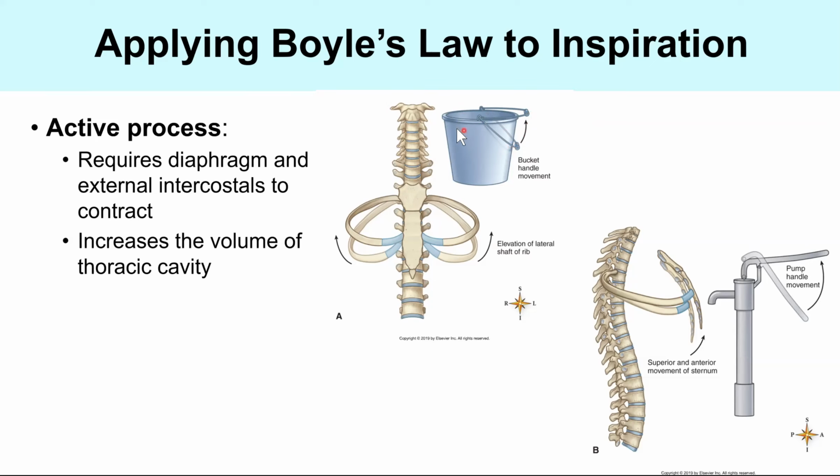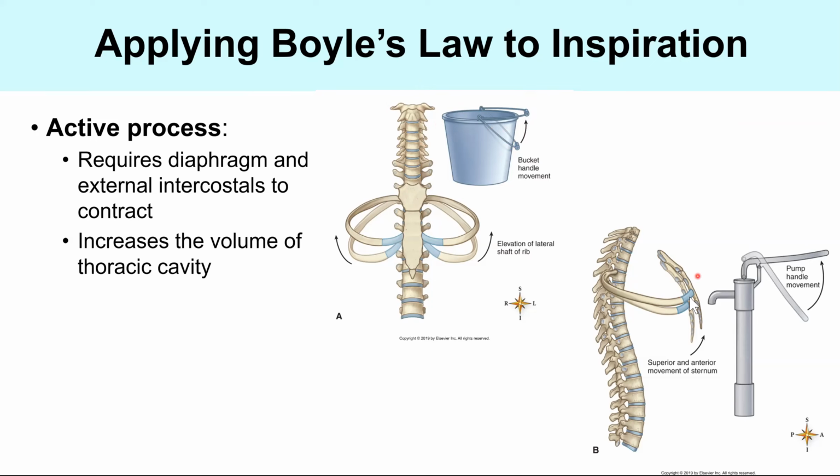All right, and it makes it sort of level with the top of the bucket. And what you can see happening then is that that creates extra space laterally, right? So we're actually increasing the volume of the thoracic cavity. And that's kind of what the ribs are doing.